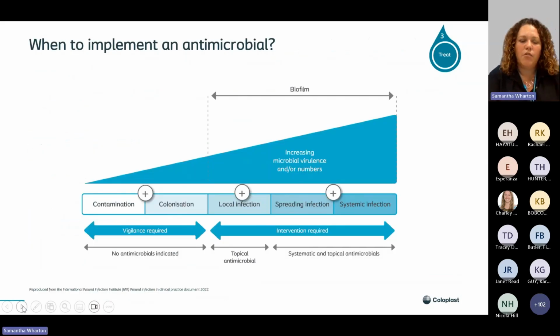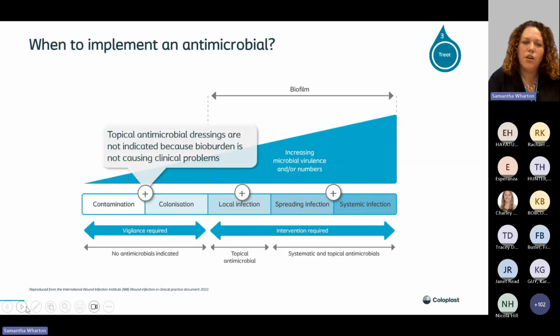So when would you use an antimicrobial? When we're looking at this wound infection continuum, when you're at contamination and colonization, topical antimicrobials are not indicated because the microorganisms are not proliferating enough to cause a host response. They're not causing any problems. The wound is continuing to heal as you would expect, and there's no issues in that healing trajectory. So you just want to be really observant, make sure that the wound's continuing to progress, doing those regular wound assessments, make sure that wound's reducing in size, and there's no need for antimicrobials at this point.